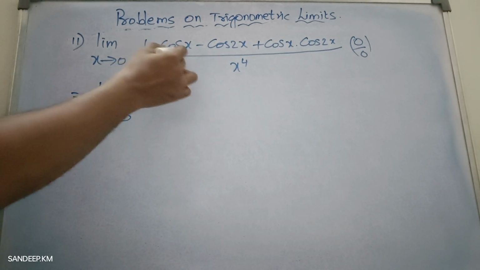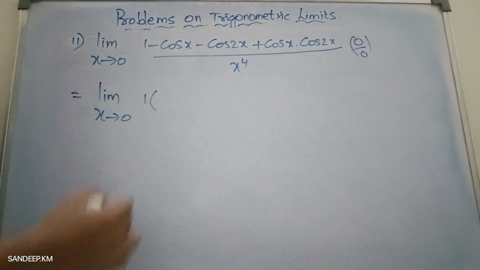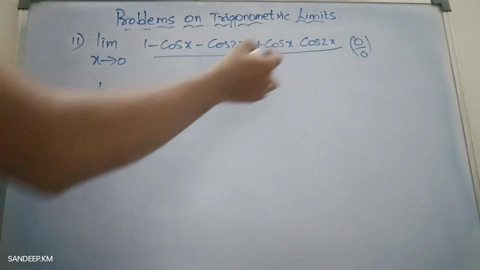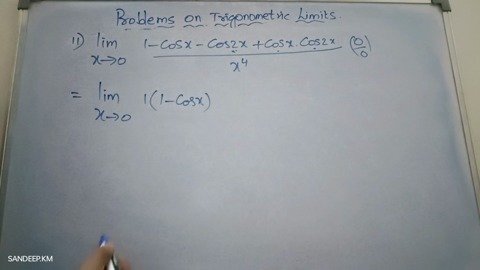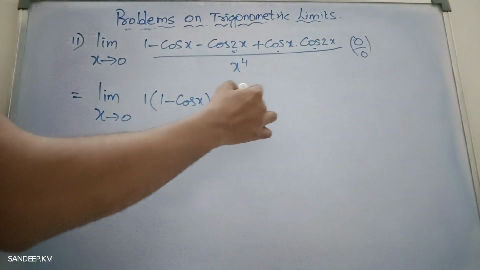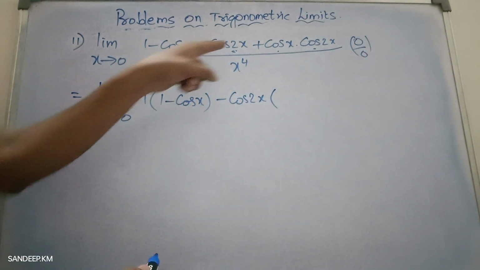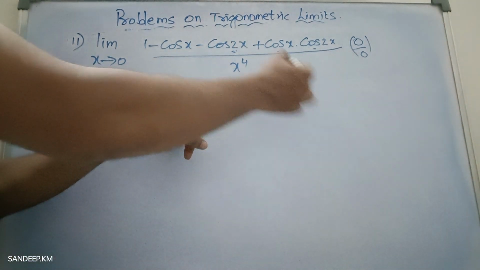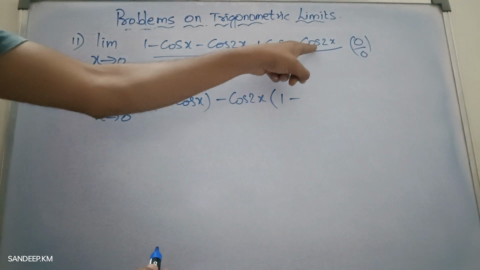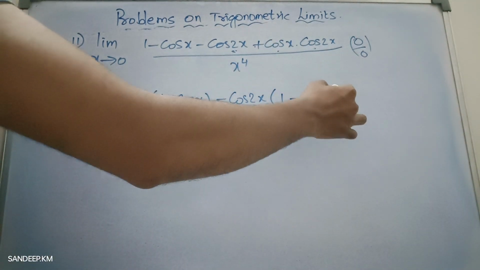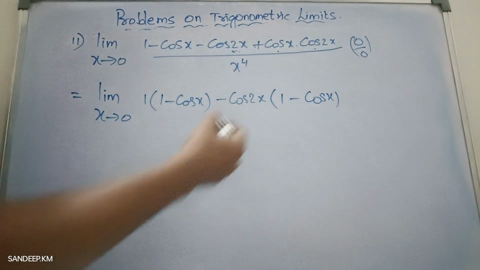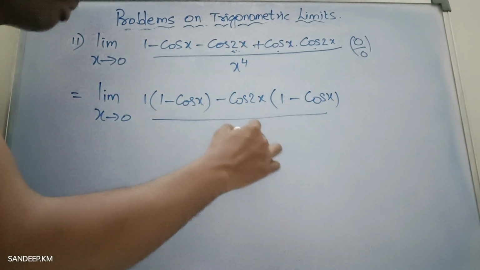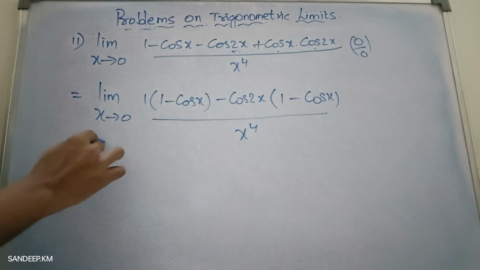How do we factorize the numerator? In the first two terms, obviously there is nothing to take common, so I'll take 1 common, 1 into 1 minus cos x. In the next two terms, I can take cos 2x common, and particularly I will take minus cos 2x common. So in the third term, I took minus cos 2x common, we have 1 here. Minus into minus will be plus, and I took cos 2x outside, we have cos x. You should get this idea of factorization. Whole divided by x power 4.